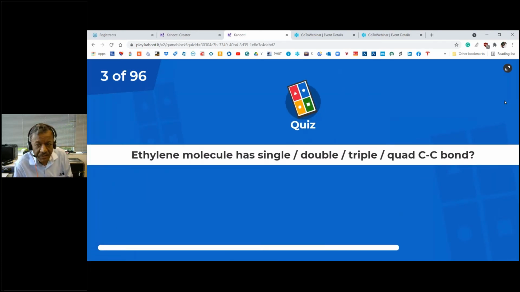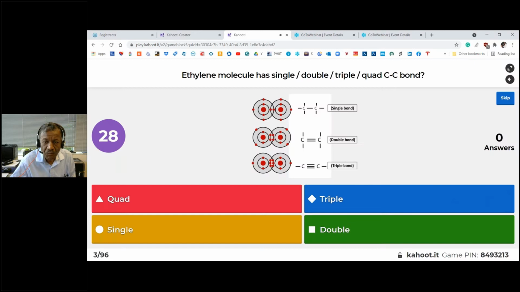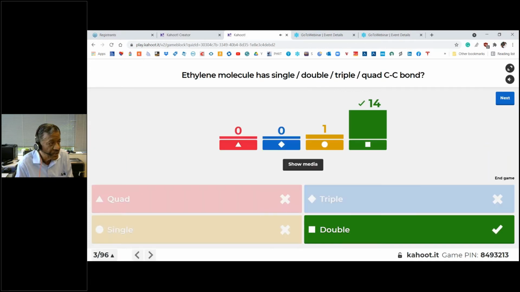So ethylene has carbon to carbon bonding between the 2 atoms. I want to find out from you whether it is single bond, double bond, triple bond, or quad bond. Carbon is one of the few elements that can have long chains of its own. It can have single bond like alkanes, and some examples are ethane, propane. They are the feed for ethylene cracking.